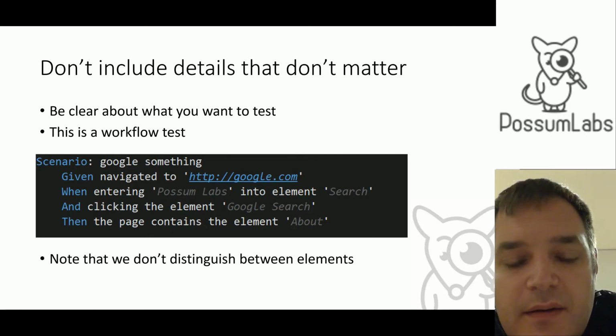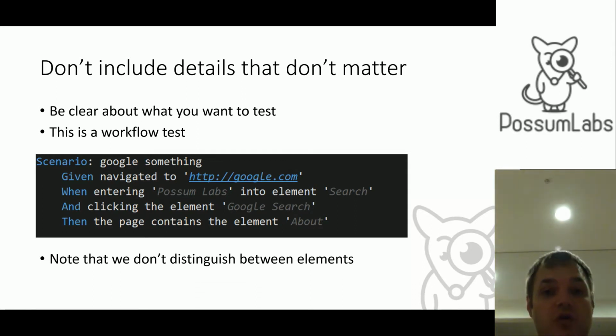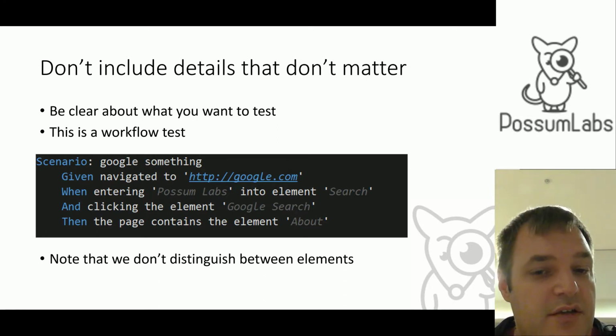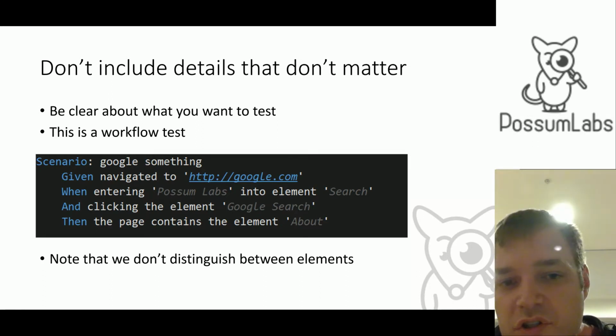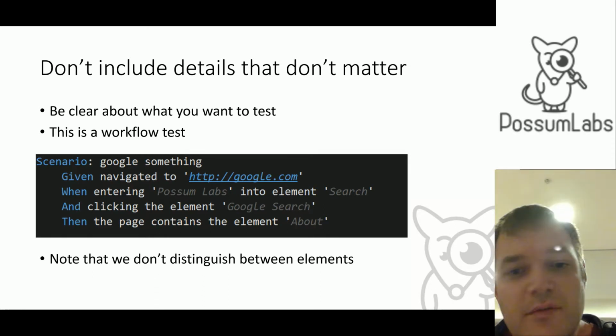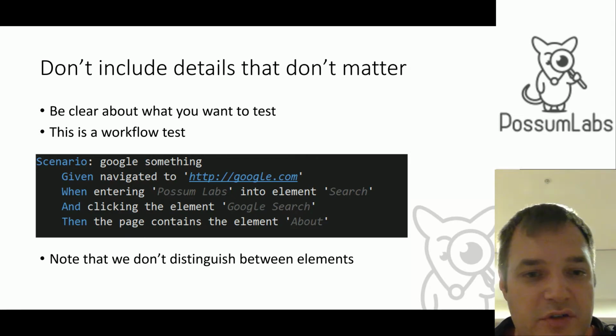Now, you can read this and you understand that this is talking about Googling something, right? You still understand what it does. Chances are a lot of these things are not going to change, right? Search is a useful thing to be searching for. Possum Labs is whatever you use as golden data in this particular case to just make sure that we have something to search for and we know it should include an about link on the next page.